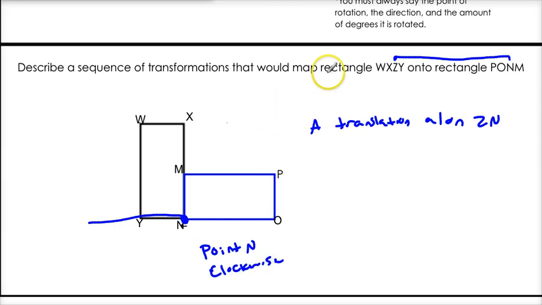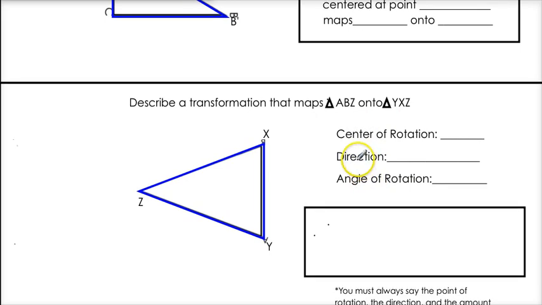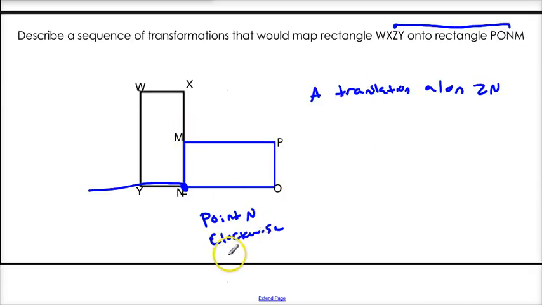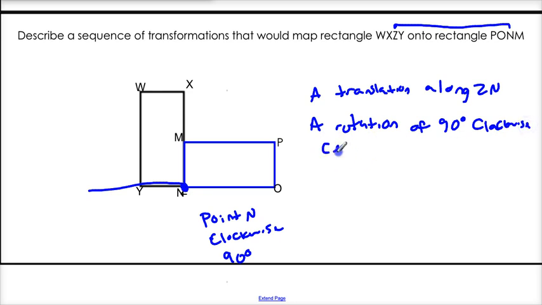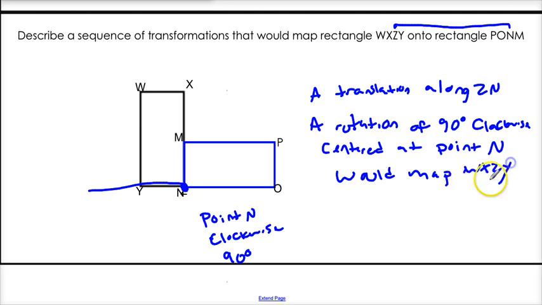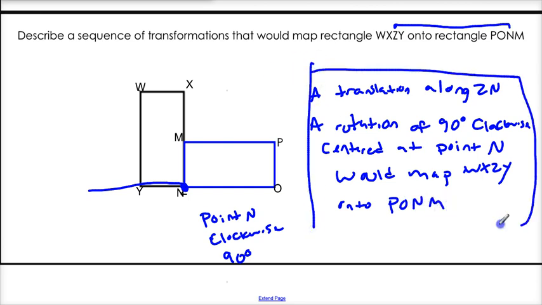And I'm just putting these notes. You see, in the beginning of this lesson, we provided that for you. Now, that's gone. You got to do it on your own. And I'm going to go 90 degrees, so one turn. Okay, so let's write our second point. So first we did a translation along ZN, and now we're going to do a rotation of 90 degrees clockwise, centered at point N, would map rectangle WXZY onto rectangle PONM. We did it. Look at that. So first a translation, then a rotation. All right. Great work.